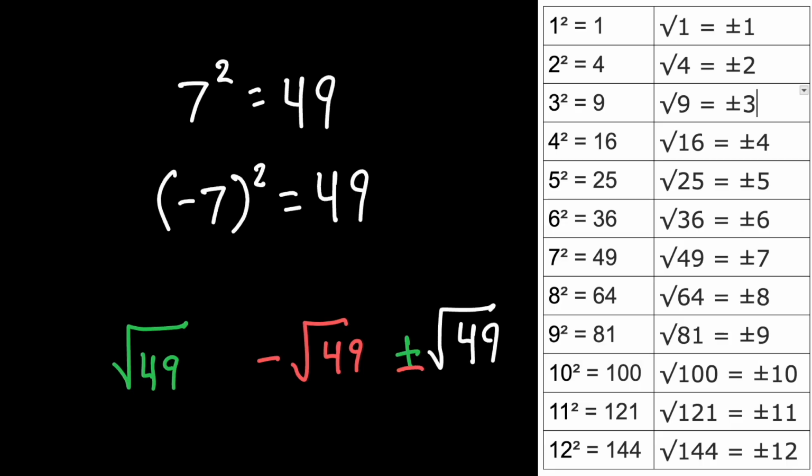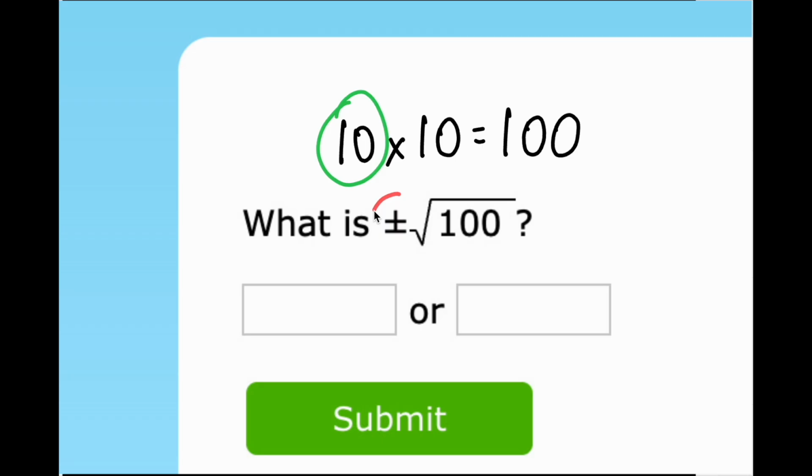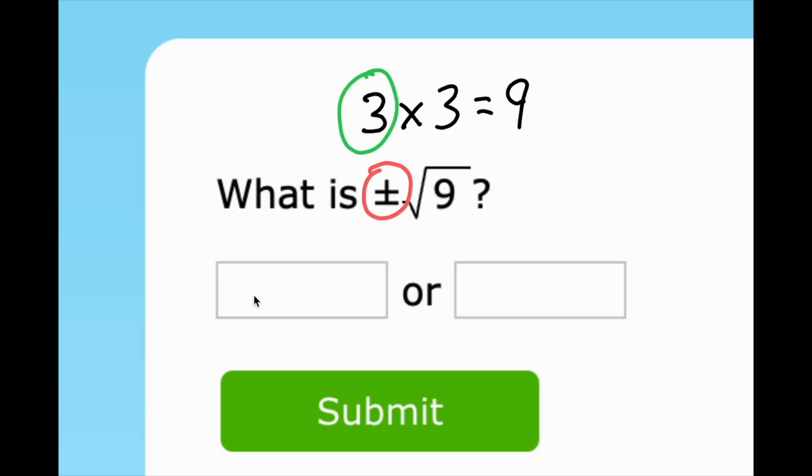Let's look at some examples. First we have, what is plus or minus the square root of 100? Well, since I know 10 times 10 is 100, our answer must be 10. But since we see the plus or minus symbol, it could be either negative 10 or positive 10. Next we have, what is plus or minus the square root of 9? Well, since I know 3 times 3 is 9, our answer is 3, and once again we have a plus or minus, so it's negative 3 or positive 3.